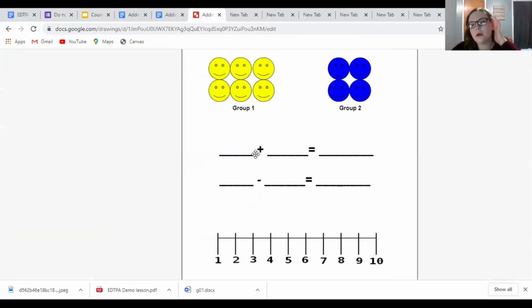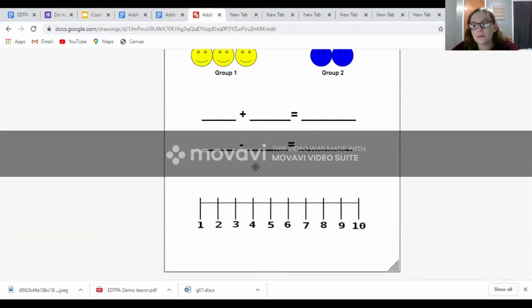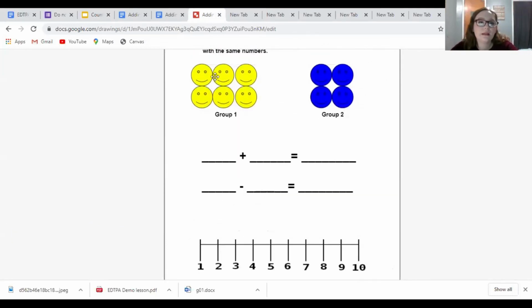I want them to be able to understand the relationship between the addition and subtraction that they did with the other ones. They're given a number line, and they will get around 4 to 5 minutes to complete this assignment. Once they hand in the assignment, the lesson is completed, and any questions they have will be answered at that time.